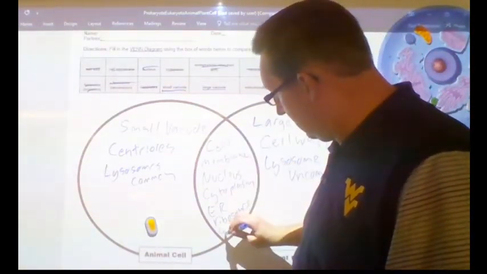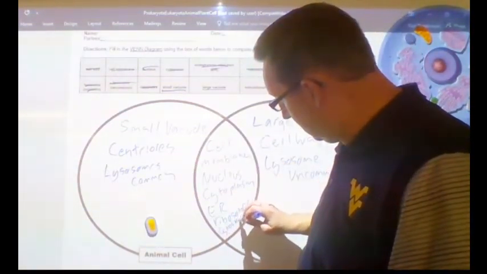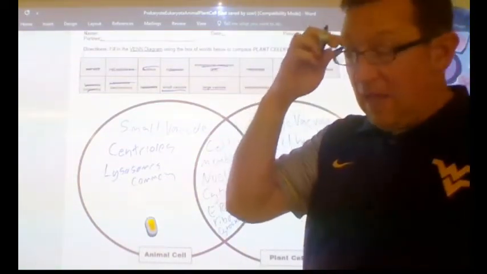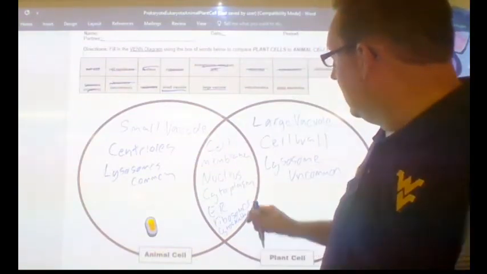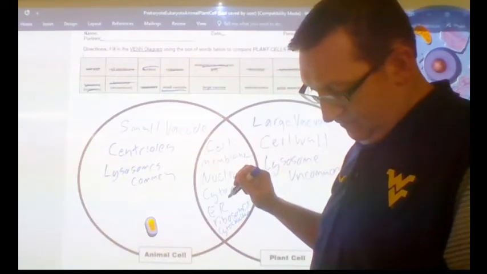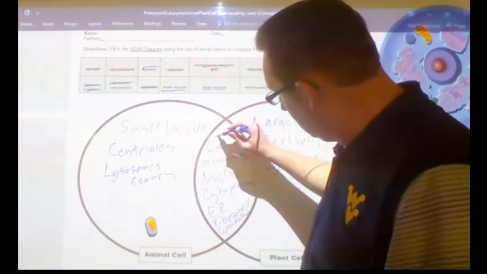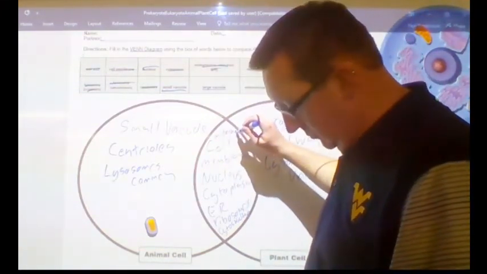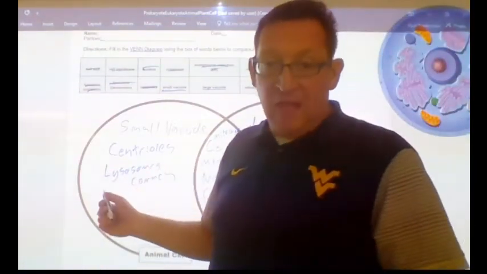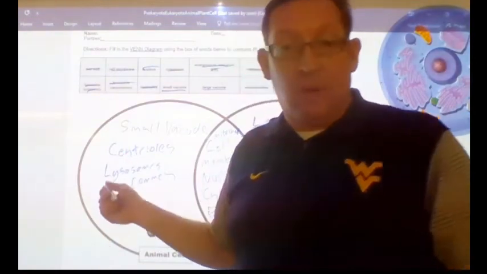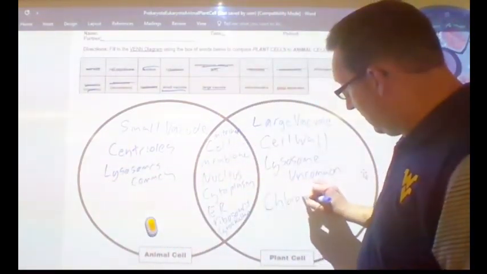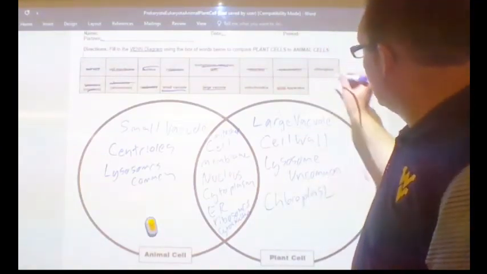We're running out of room here. Cytoskeleton, and they have mitochondria. One thing that an animal cell lacks, but a plant cell has, is a chloroplast. And that was our last word right here.